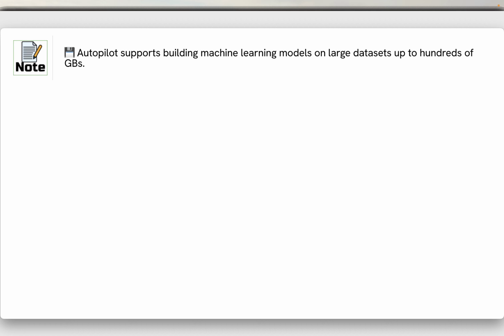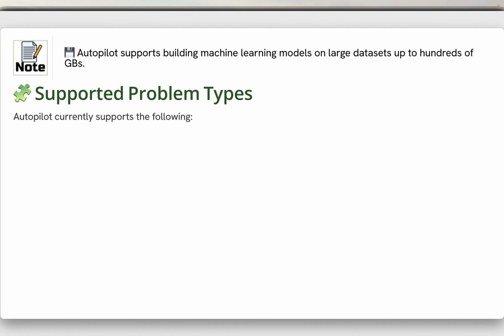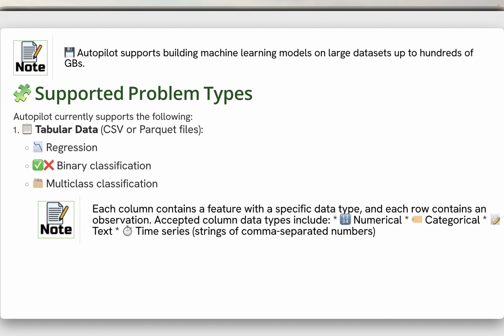Note: Autopilot supports building machine learning models on large datasets up to hundreds of GBs. And some supported problem types are tabular data. You have CSV or Parquet files, and the problem types can be regression, binary classification, multi-class classification. Each column contains a feature with a specific data type, and each row contains an observation.